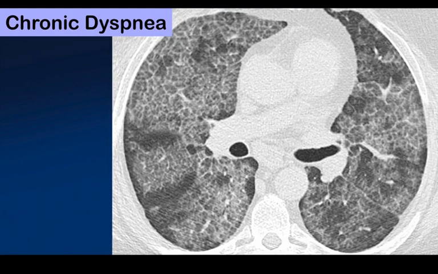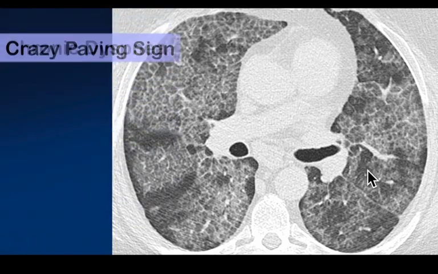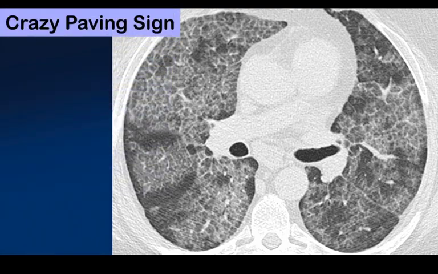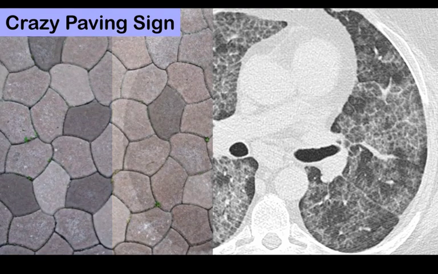A patient with chronic dyspnea. In this case, we have geographic areas of ground glass attenuation with superimposed areas of thickening of interlobular and intralobular septa interspersed with a few areas of normal lung. This is, of course, a crazy paving sign or crazy paving pattern on CT, so named because it simulates the appearance of cobblestone paving, which is called crazy paving in some parts of the world.